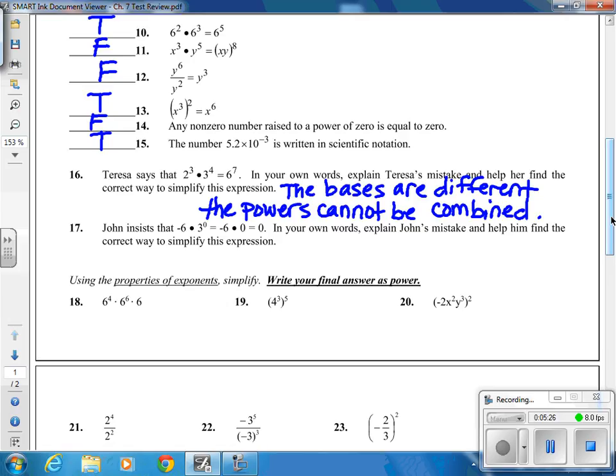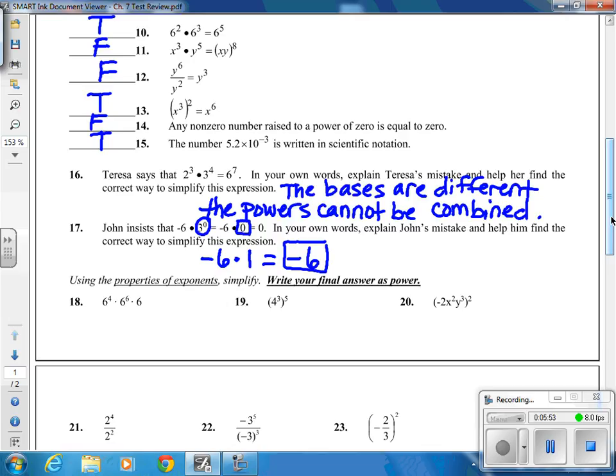All right, for number 17, we need to figure out what John's mistake was and help him find the right way to do this. Well, if you look at it, it's got a power of 0 sitting right here with this 3. 3 to the 0 power is 1. So technically he should have negative 6 times 1 written in his work. He's got a 0, so he doesn't know his 0 property very well. If we do negative 6 times 1, then the official answer should be negative 6, not 0. All right, so knowing these properties are going to help you get to those right answers.